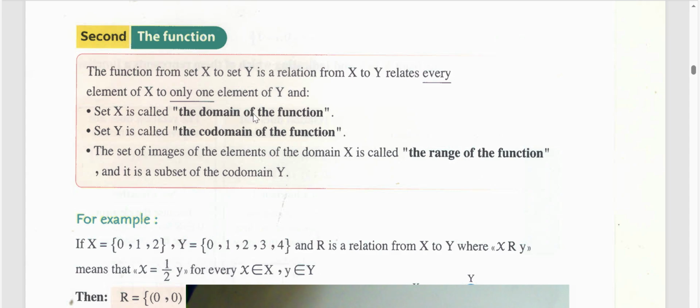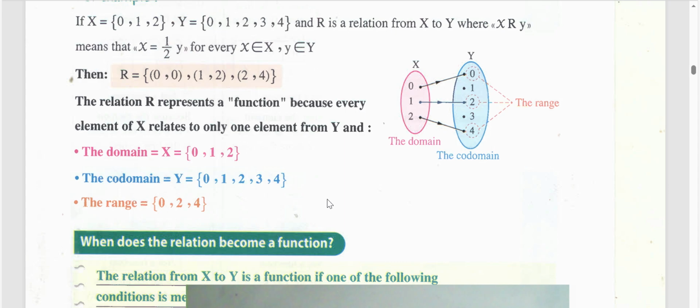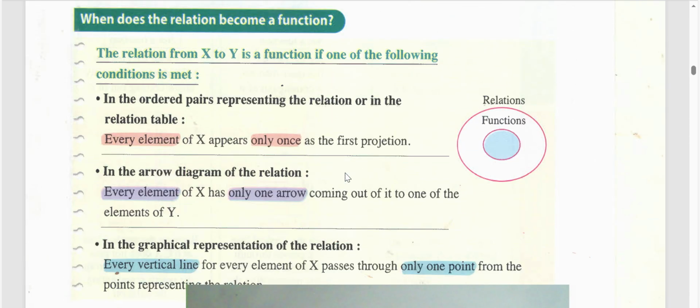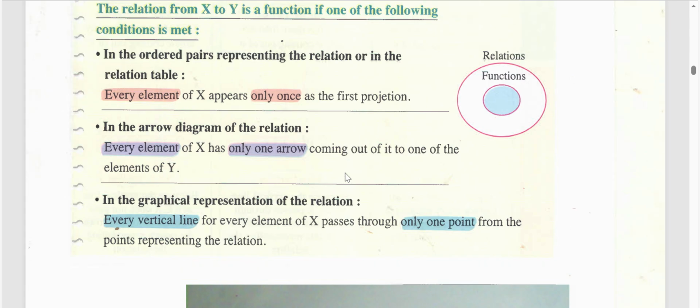Set X is called the domain of the function, and Y is called the codomain of the function. The images we call the range of the function. Like this relation, we call this a function because each element of X has only one arrow going from X to Y. Every element of X appears only once as a first projection. And every element of X has only one arrow coming out from it to one of the elements of Y. Every vertical line has only one point for every X passing through one point.